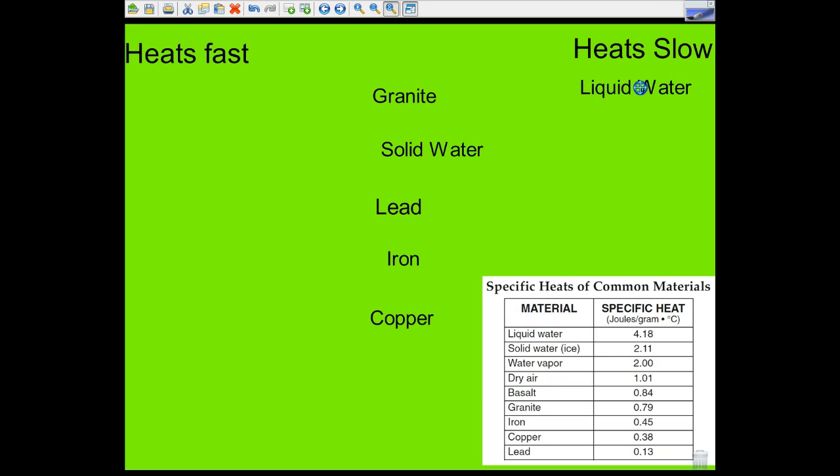Therefore, we would put that on the side of heat slow. What's next on the list? Solid water, which we also know as ice. And then what would be next? Water vapor? Well, that's not there. Dry air is not there. Basalt. Do you see basalt? Nope, no basalt. Finally, granite. So granite would go here.